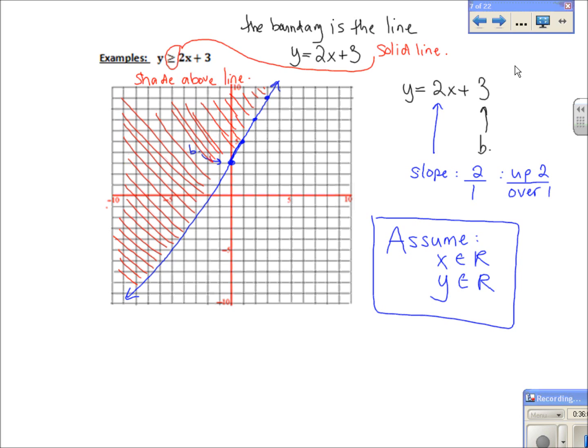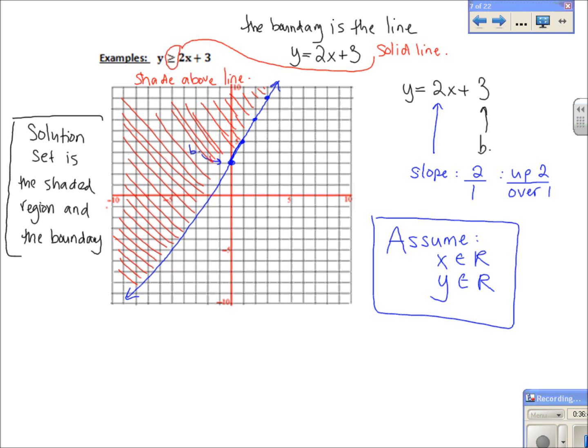So the solution set for this one, because I have a solid line, would be the shaded region and the boundary. So let's write that down. I'm going to write that over here to the side. So the solution set is the shaded region and the boundary.